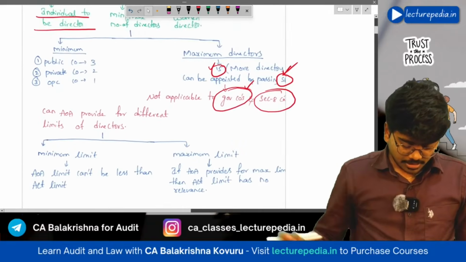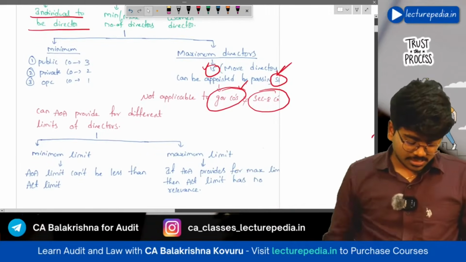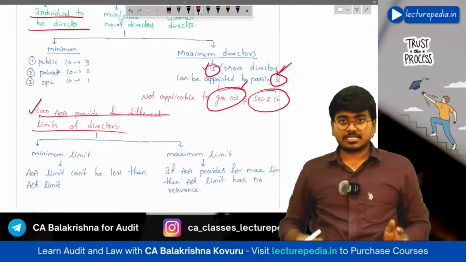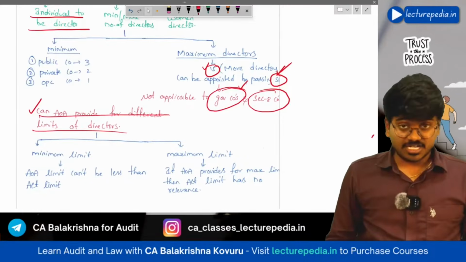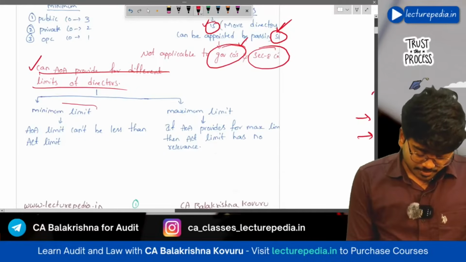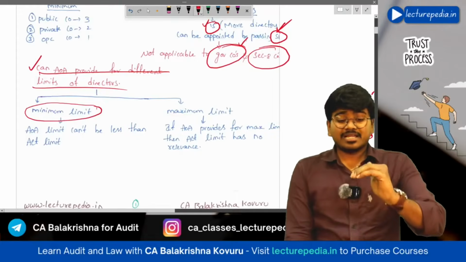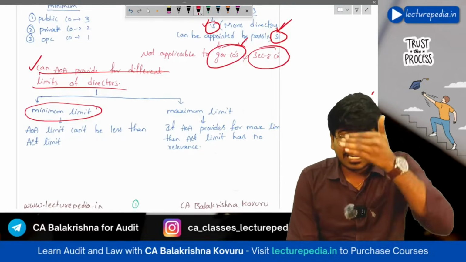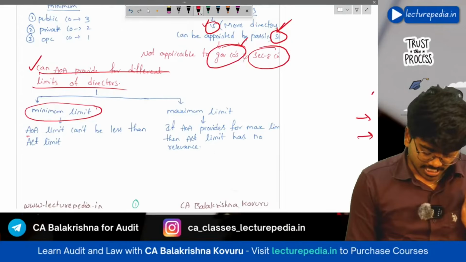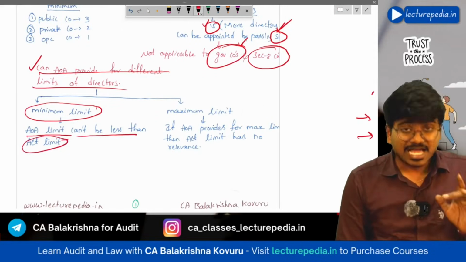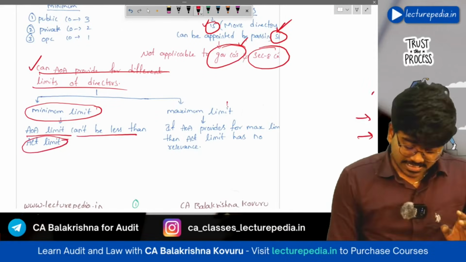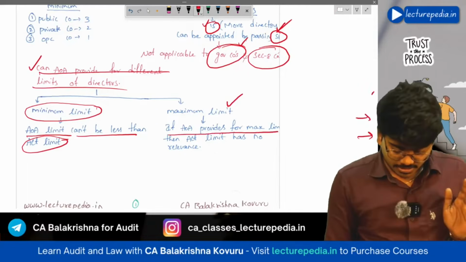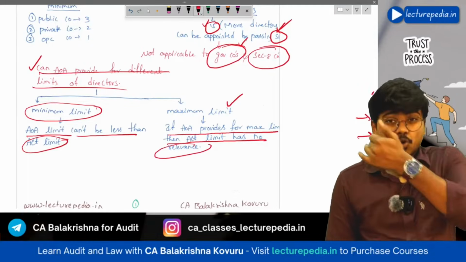So the next concept is the one I have just discussed now. Can AOA provide for different limits of directors? The answer is yes. AOA can provide for different limits of directors. With respect to minimum limit, AOA can increase the minimum limits of directorships, but it cannot reduce the minimum limit. See, the AOA limit can't be less than the Act limit. Whereas coming to the maximum limit, if AOA provides for a maximum limit, then the Act limit has no relevance.